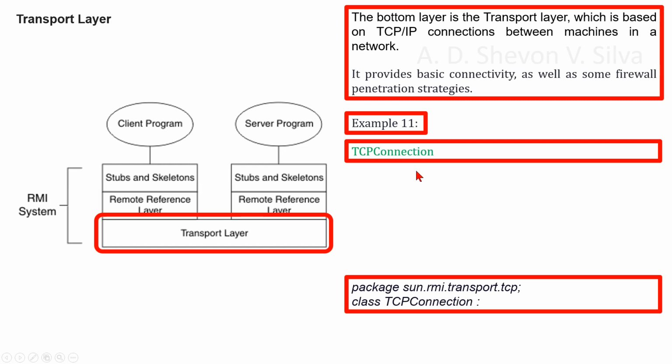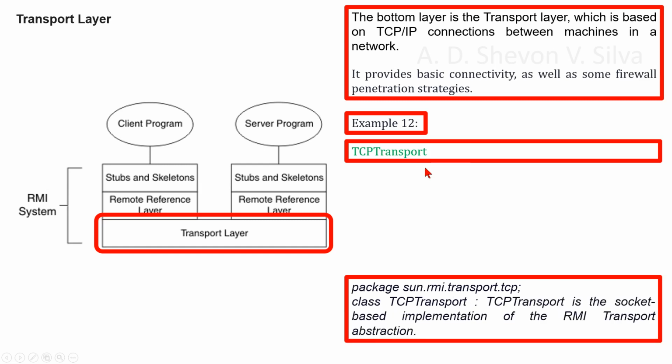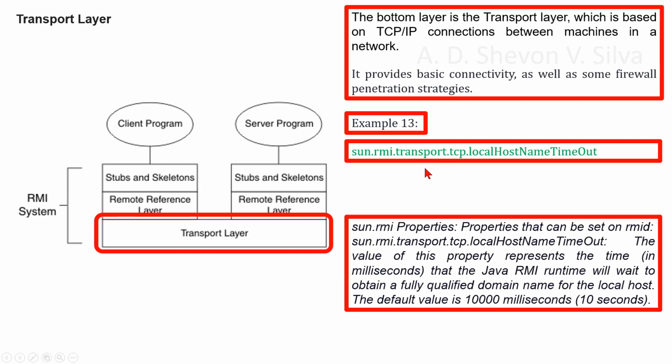Now we are considering class TCPConnection. This is in the package sun.rmi.transport.tcp. Now we are considering class TCPTransport. TCPTransport is a socket-based implementation of the RMI Transport abstraction. This is in the package sun.rmi.transport.tcp.